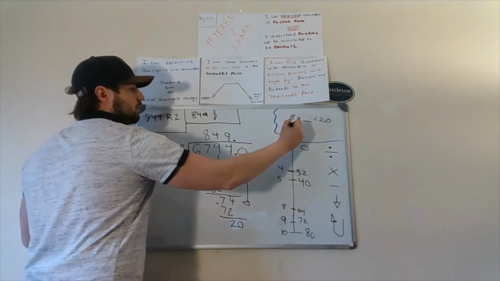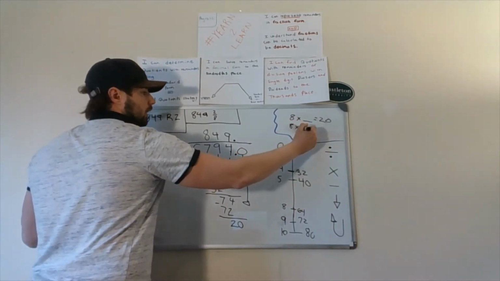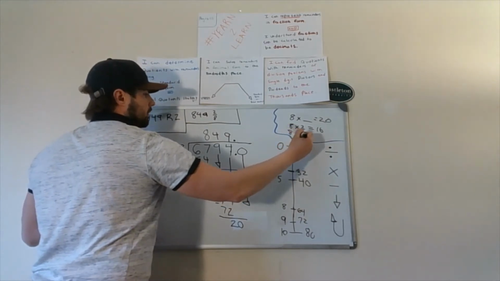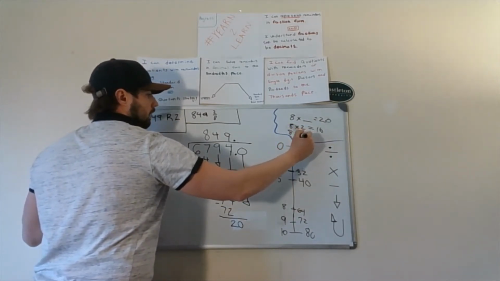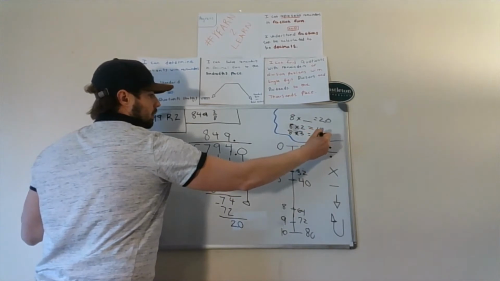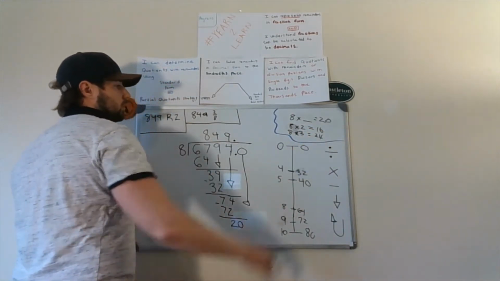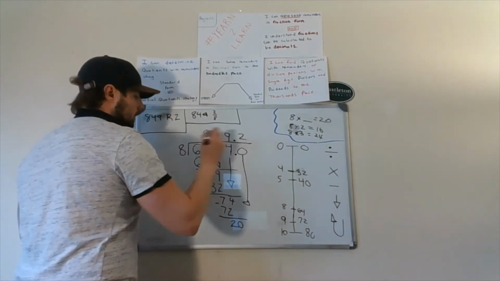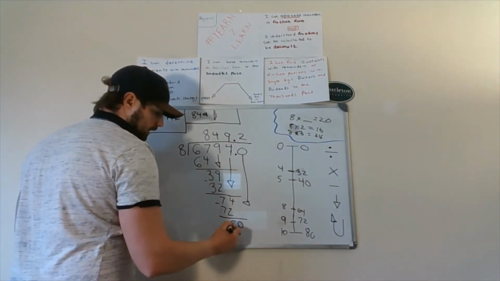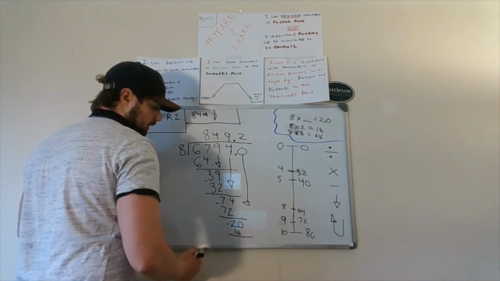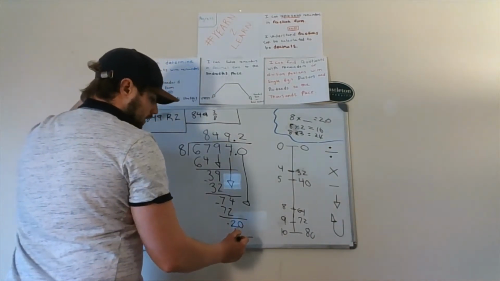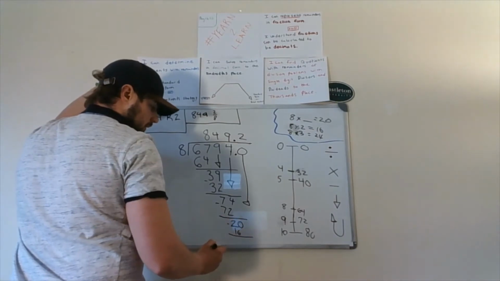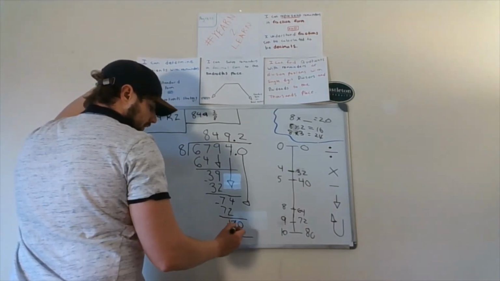Well, I know 2 groups of 8 is 16, and I know 3 groups of 8 gives me 24. So 24 is too much, it goes in twice, not three times. 2 times 8 is 16. I subtract and get a remainder of what, guys? I know I can't subtract 6 from 0, so I need to steal.